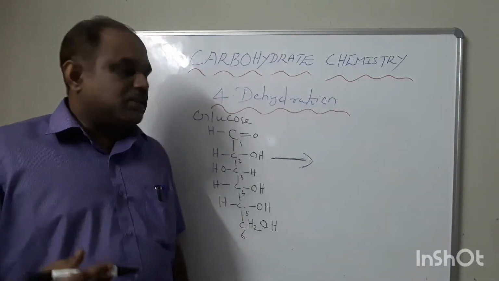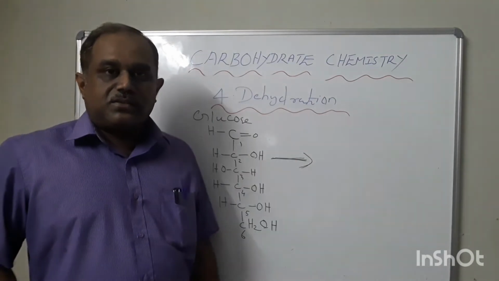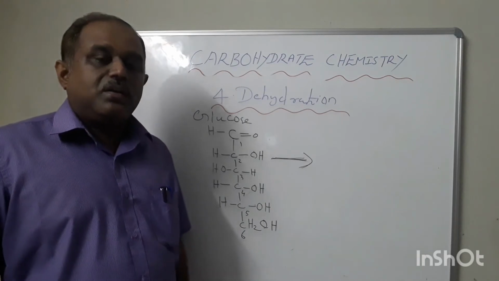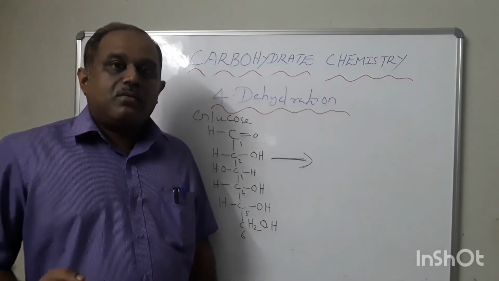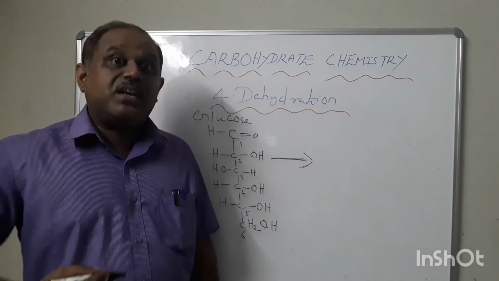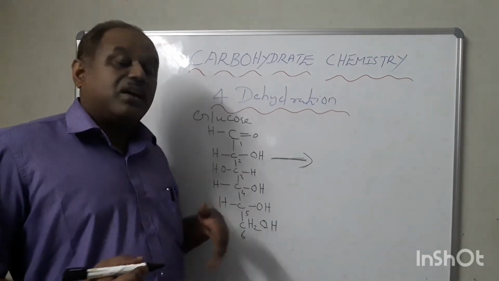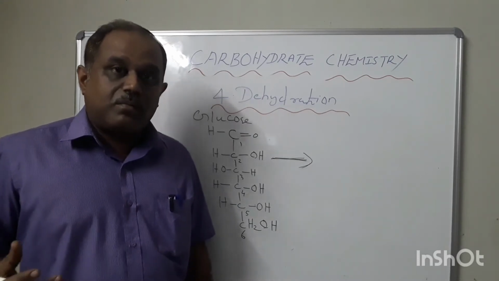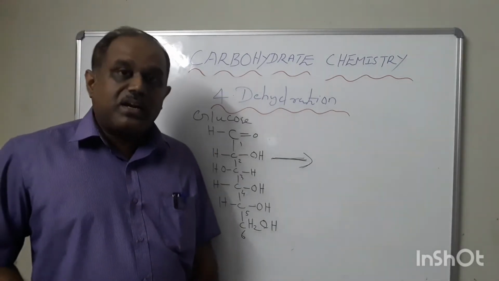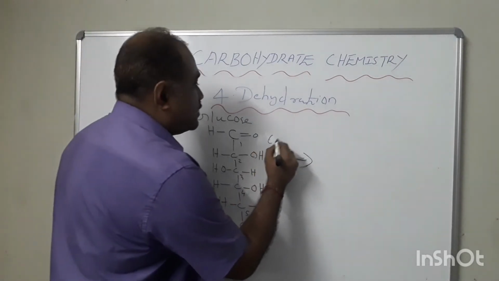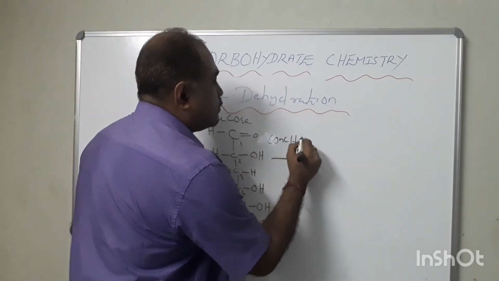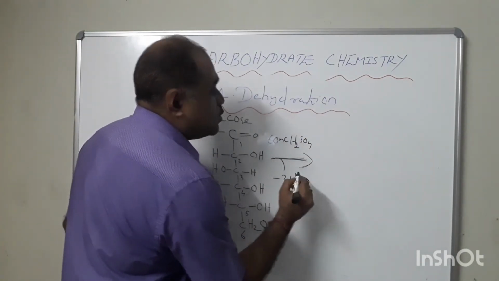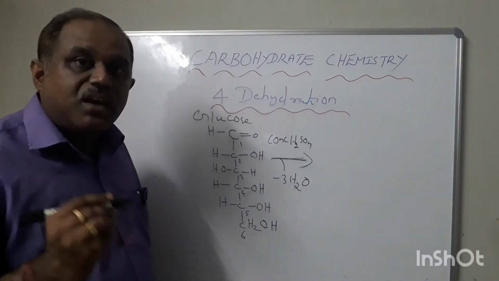Coming to the next chemical property, that is dehydration. So what is dehydration? Dehydration means removal of a water molecule. Carbohydrates undergo dehydration when treated with concentrated sulfuric acid to form furfural. So what is furfural? Furfural is a heterocyclic compound. For example, glucose undergoes dehydration in the presence of concentrated sulfuric acid. Three molecules of water are removed to form hydroxymethyl furfural.